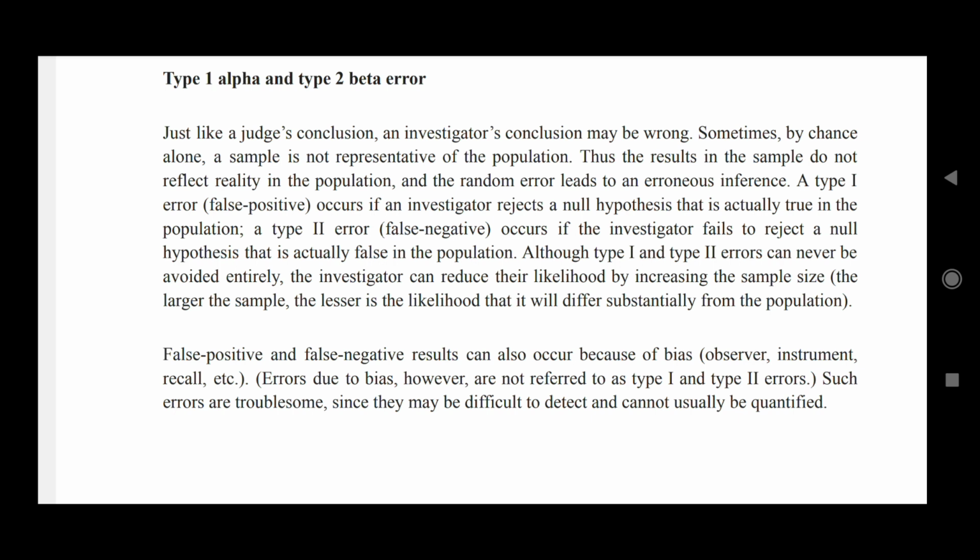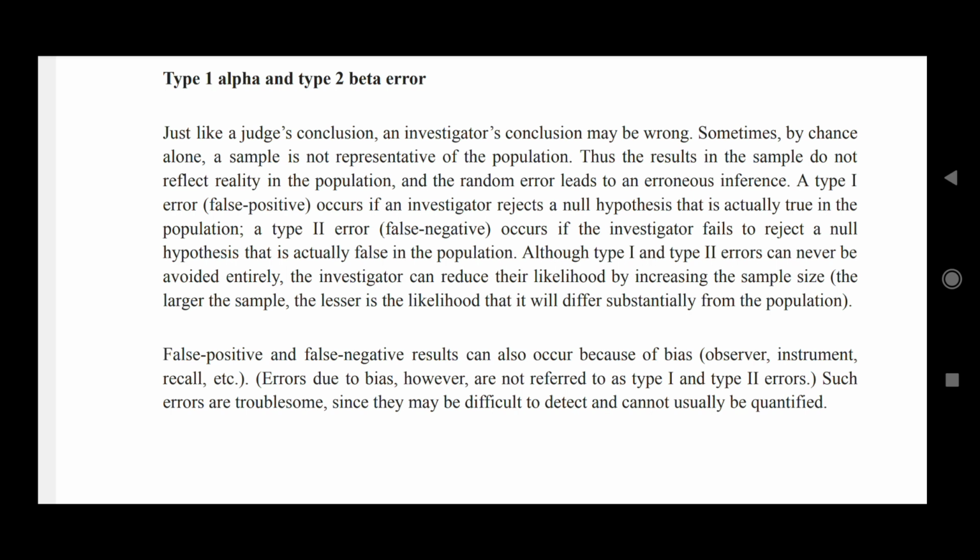Type 1 error, which is false positive, occurs if the investigator rejects a null hypothesis that is actually true in the population. So in case of type 1 error, the null hypothesis is rejected, while in actuality it is true in the population. Just the opposite happens in type 2 error, which is also called false negative. It occurs if the investigator fails to reject a null hypothesis that is actually false in the population.